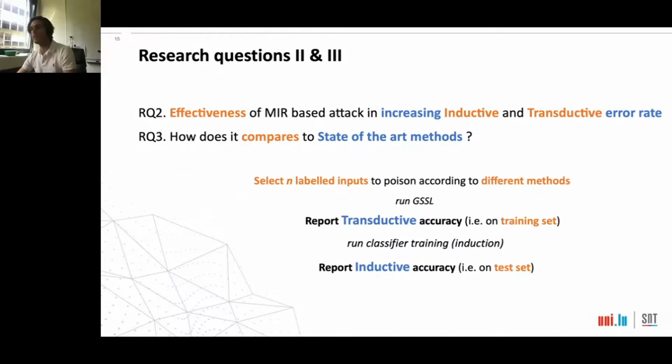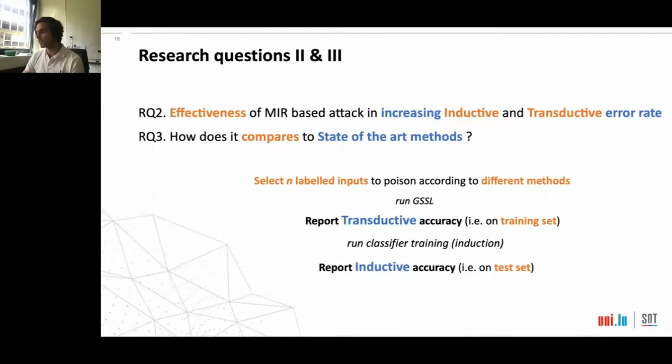How did we do that? First, we selected n labeled inputs to poison according to the different methods. We ran the graph SSL. We report the transductive accuracy, that is the accuracy on the unlabeled part of the training set. We ran the classifier training, so we perform induction, and we report the inductive accuracy.